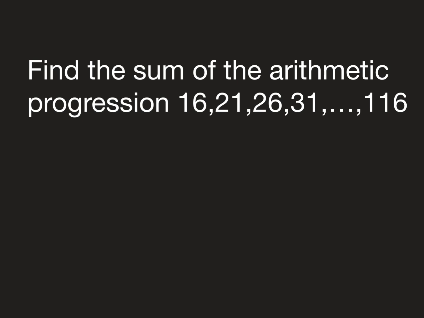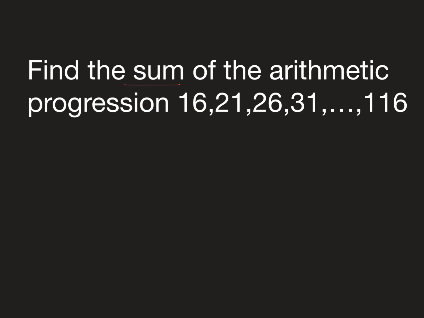In front of us, we have a question that reads, find the sum of the arithmetic progression 16, 21, 26, 31, up to 116. I know you will be confused because this is not the usual way of asking the sum of the terms. They will tell you the sum of the first 10 terms, the sum of the first 15 terms, the sum of the first 16 terms, and so on. But here, the term has not been mentioned.